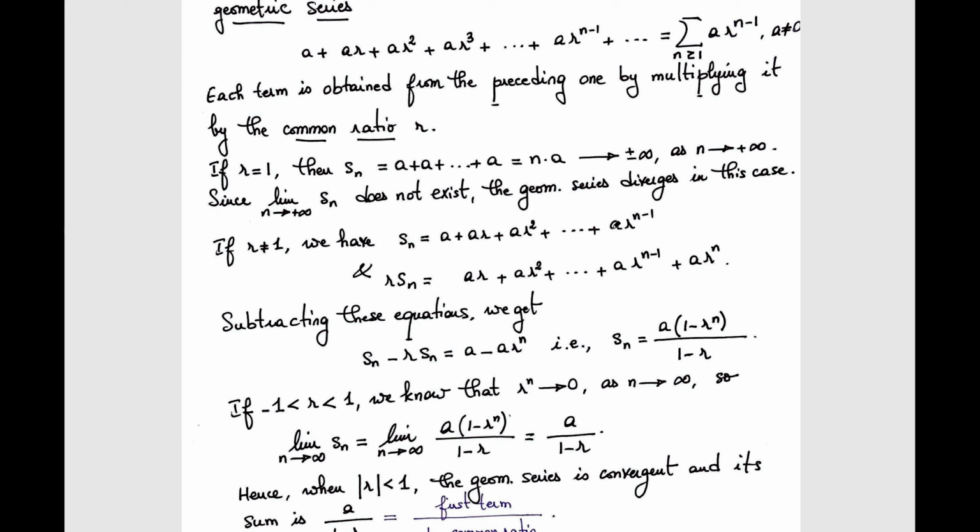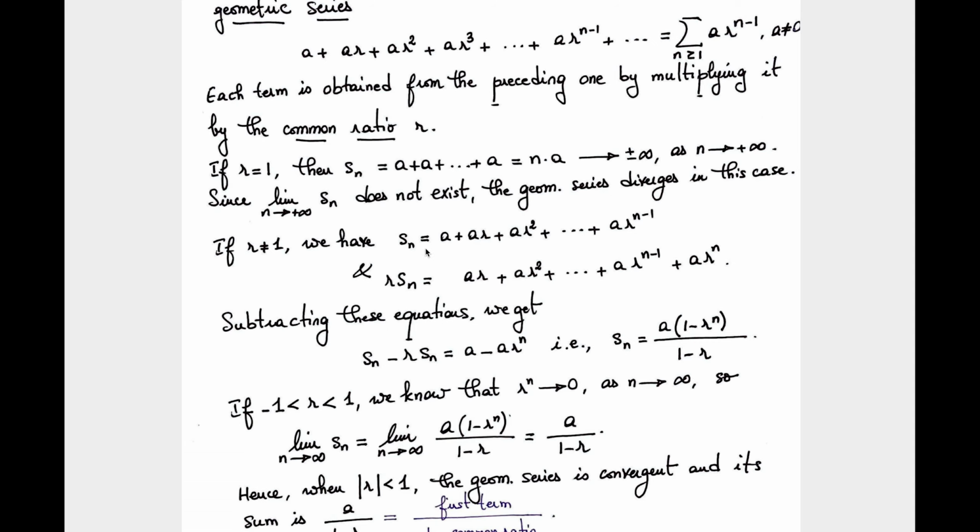The previous term, which was a times r to the power n minus 2, if you multiply by r, it becomes a times r to the power n minus 1. And this last term, if you multiply it by r, you get a times r to the power n, right? So what did I do here? I just multiplied both sides by r to get the second equation.